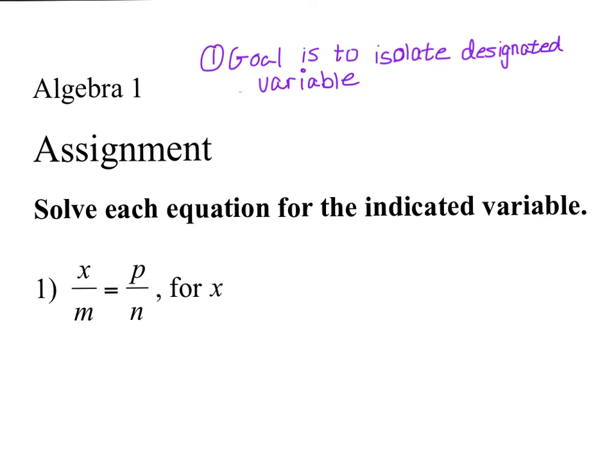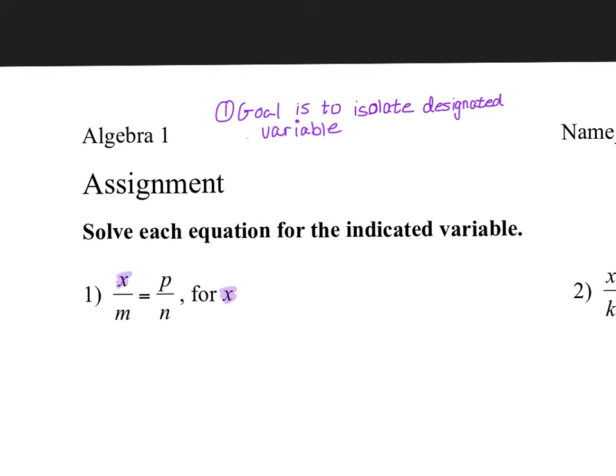So in the case of number 1, we are trying to isolate x. So x is the one that we are trying to isolate. And the reason that we know that is because it says to solve this equation for x. So that means that x is the one that we want to isolate. So the big idea, our goal, is to isolate that designated variable.